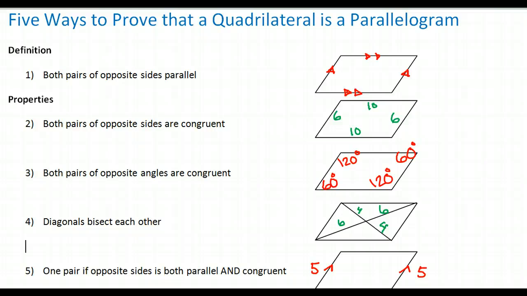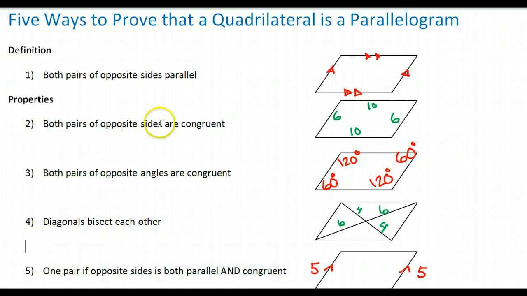Look, there are 5 ways to prove that a quadrilateral is a parallelogram. Here they are with examples. Starting with the definition, if both pairs of opposite sides are parallel, that's definitely a parallelogram. That's the definition. But we can also use these properties.